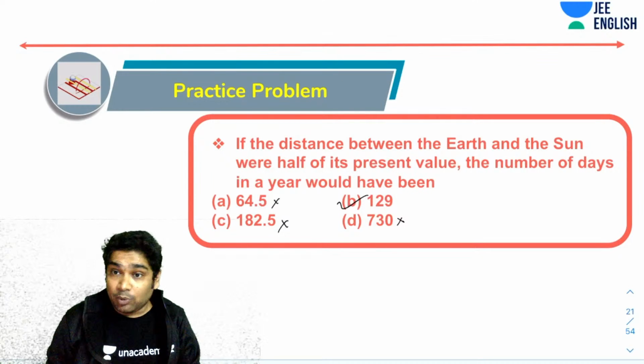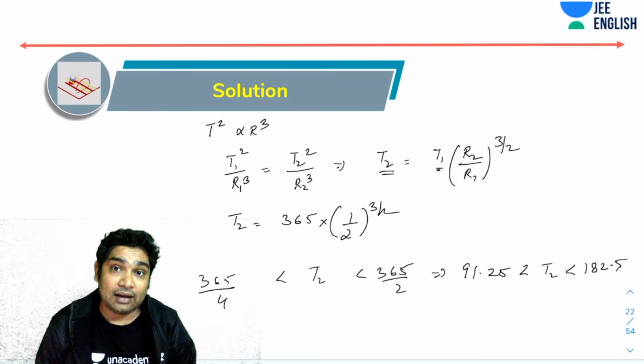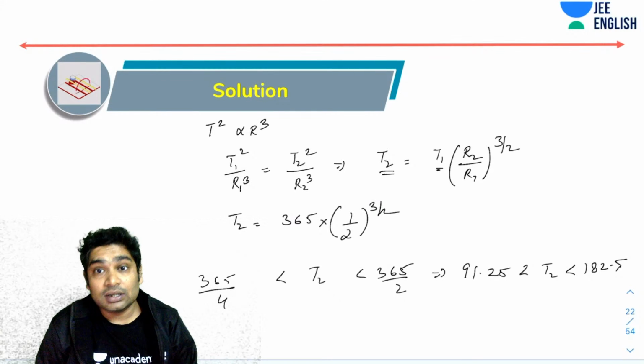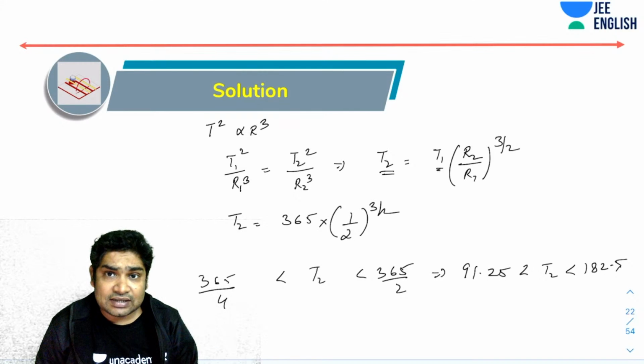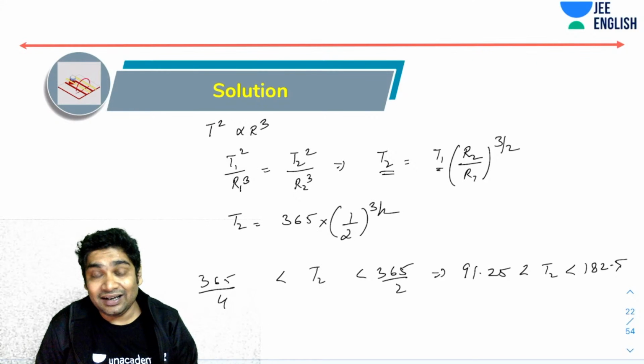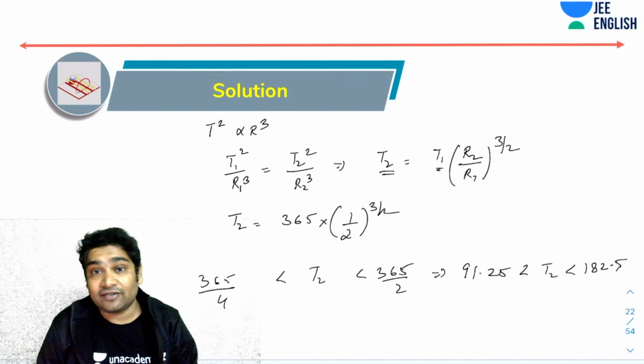Now that is the point that I was trying to make. You do not have to make the exact calculations. Mains people will ask you such calculation heavy questions. Again, you realize if it is 365 upon 2 to the power 3 by 2, then it has to be definitely less than 365 by 2 and greater than 365 by 4.